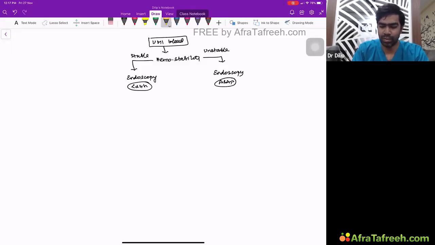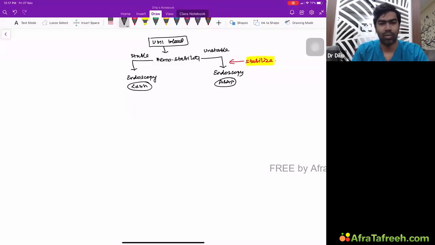So I'll be doing endoscopy ASAP, but it should always be done after the initial stabilization. Of course, the patient is unstable, so initially you need to stabilize the patient with fluids or blood products. Once the BP and hemodynamics are stabilized, then I can do endoscopy ASAP, but there's no time limit here. So you have to do endoscopy as soon as possible.